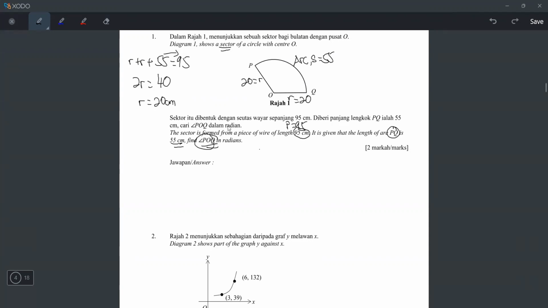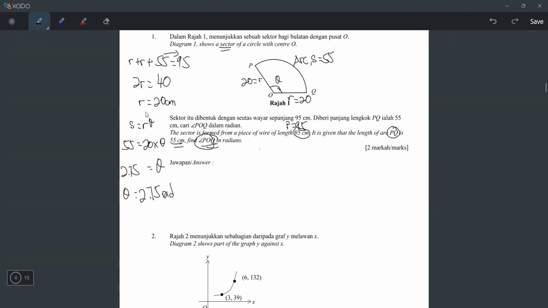But the soalan asks for the angle, not the radius. So after I get the radius, I still have to keep going, but this time I will use the S equals R theta formula. All right, since we know the S is 55, masuk, and we know the radius is 20, masuk. Now we just have to find the theta. So the theta will be 55 divided by 20. So let's press the calculator. I got 2.75. So is this 2.75 degrees or 2.75 radians? Okay, you should know that it's in radians.